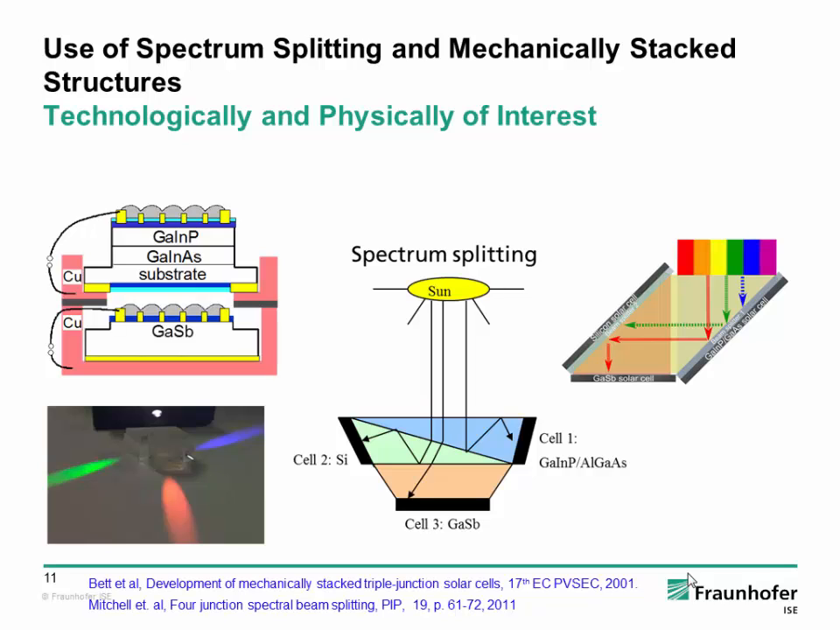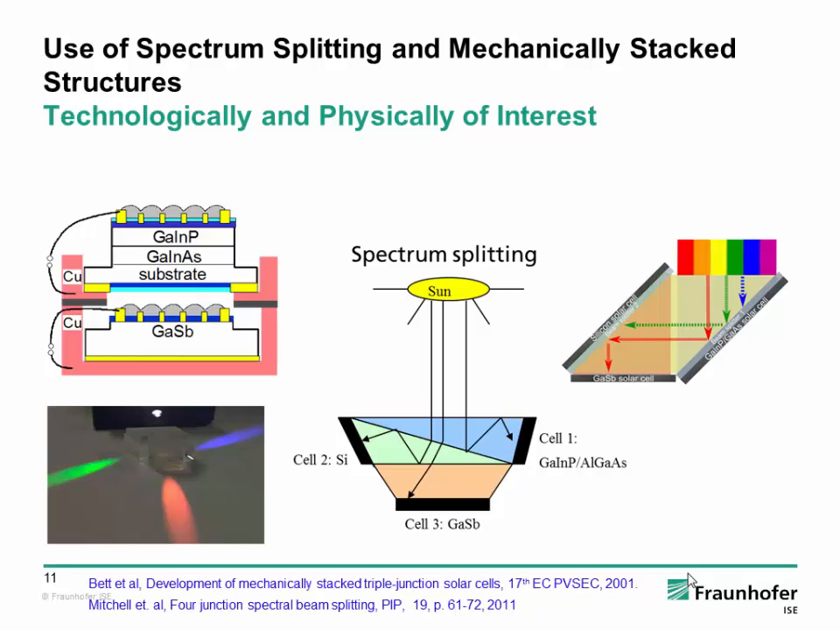So at Fraunhofer ISE, actually, we did a lot of work in this mechanical stacking approach with different optical concepts, as can be seen here. For example, in the early days, we did a triple-junction solar cell, which was also at that time a record solar cell. That was already in 2001.